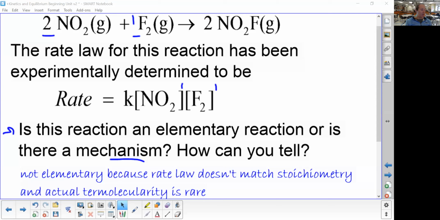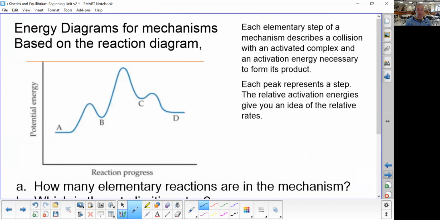Another way of wording that is, it's not elementary because the rate doesn't match the stoichiometry. And remember that the actual term molecularity is really rare, so it's unlikely that the three molecules are all coming together and colliding. You can also see this in an energy diagram. If it's a mechanism, the energy diagram is going to have multiple peaks, because each step is going to have a different activation energy, okay? Each elementary step of the mechanism describes a collision with an activated complex and the activation energy, and each one shows the relative activation energy.